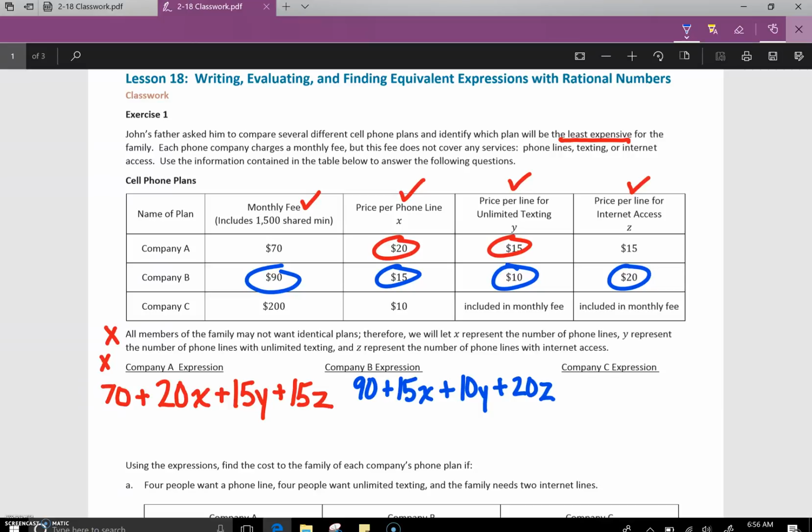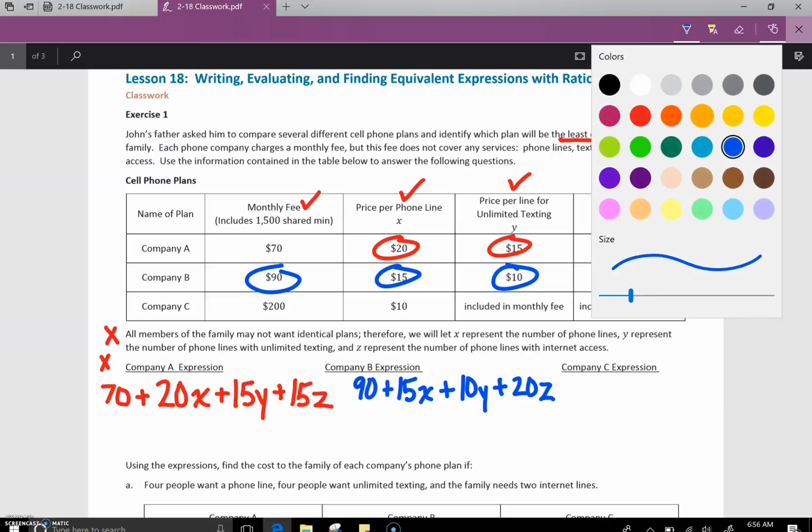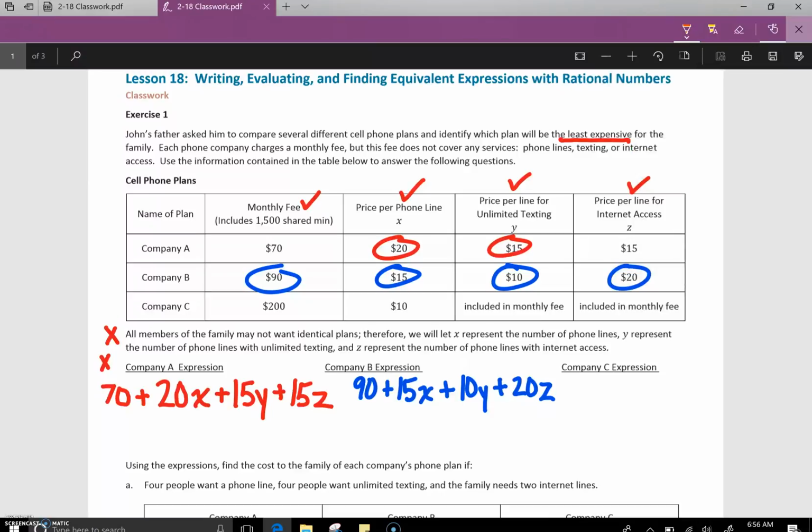Last but not least is going to be company C. I'm going to drop down a little bit so I have room to write. Company C has the most expensive monthly fee at $200 plus $10 per phone line. But the price per line unlimited texting is included, so there's no additional fee for that. And the internet access is also included. So for company C, our expression is just 200 plus 10x, or $200 plus $10 per phone line.